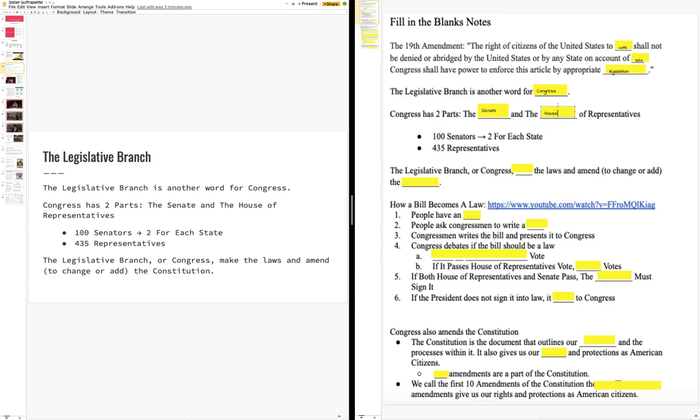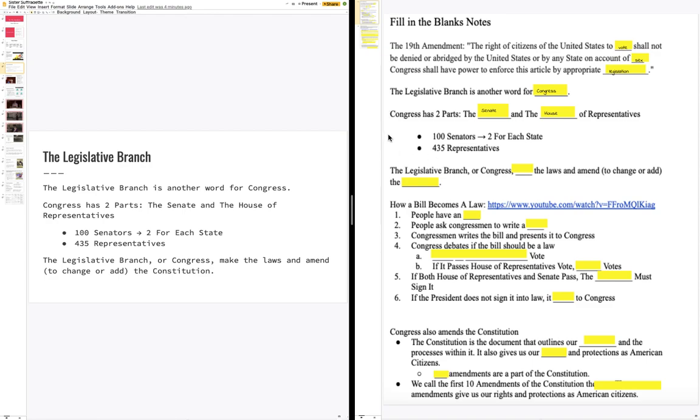The second part of Congress is the House of Representatives. The House of Representatives has 435 representatives. Each state has a different number of representatives depending on the population. A place like Maine, we only have 2 representatives because we're so small. A place like California or Florida, they do have a lot more representatives because they have a lot more people.